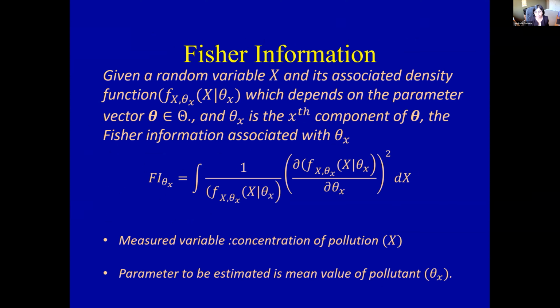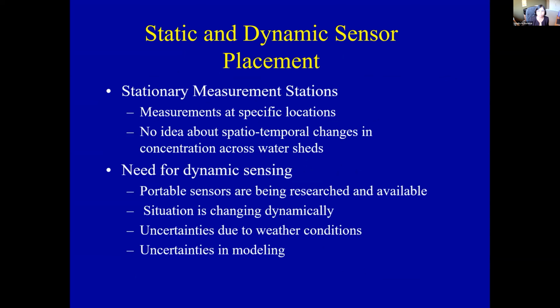So observability between the measured variable X and the estimated parameter theta is given by this integral equation. Fisher information can be obtained for stationary as well as dynamic sensing. Now, what is this static and dynamic sensing?